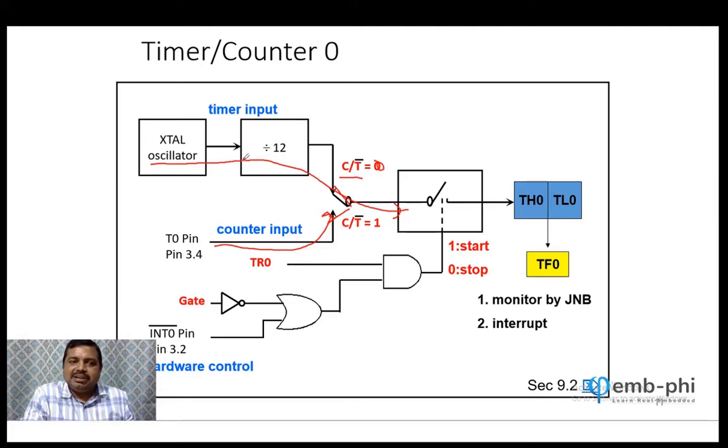Understand? So either it will be taking input from the crystal, or it is taking input from the external pin. These two methods are there. How do we control it? Using this bit. Just now we had seen. Now next, this bit. This is whether we have to start or not.